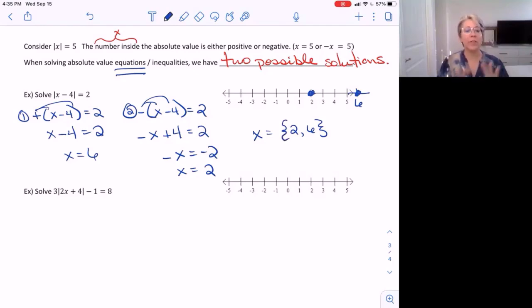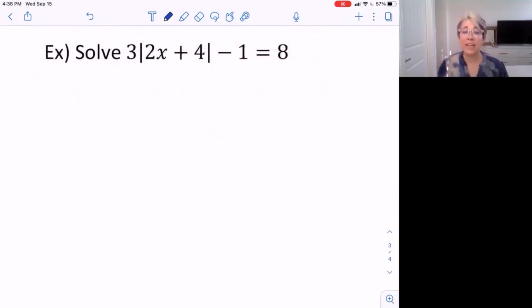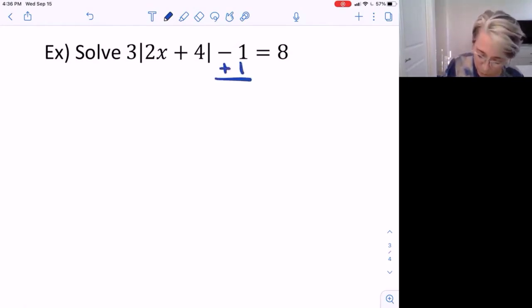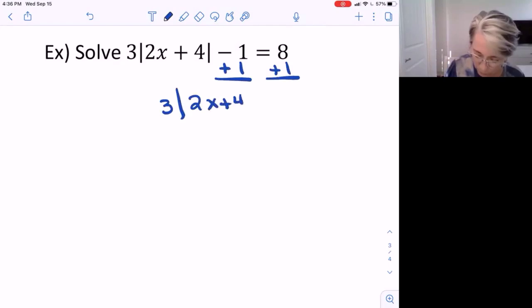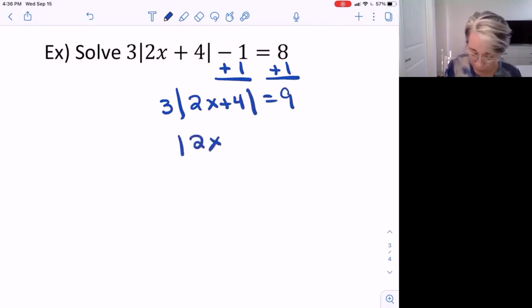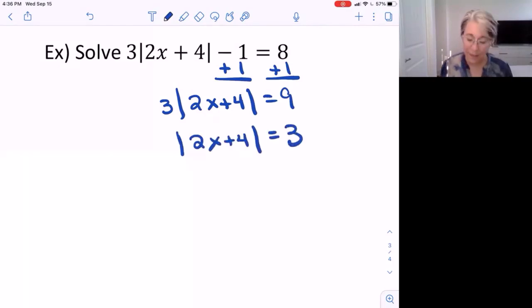If you have other things involved with the absolute value, like here in the next example, we want to get the absolute value by itself first. So we're going to add 1 to both sides. We get 3 times the absolute value of 2x plus 4 equals 9. Divide both sides by 3, so we get the absolute value of 2x plus 4 equals 3.